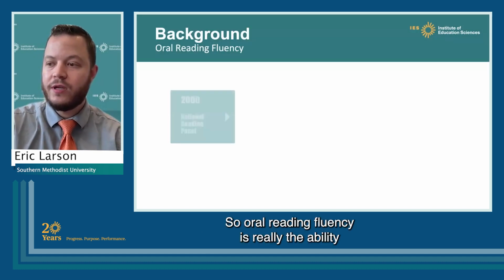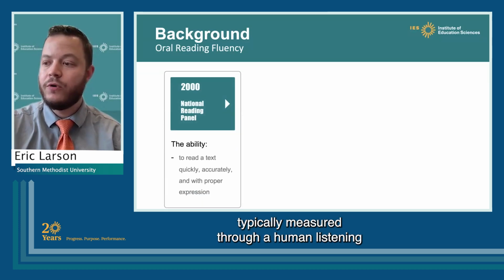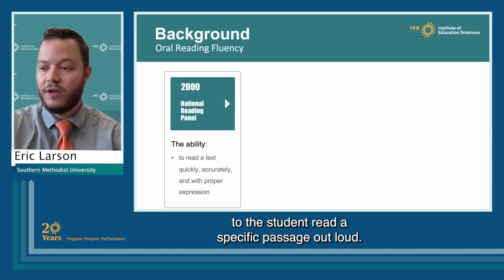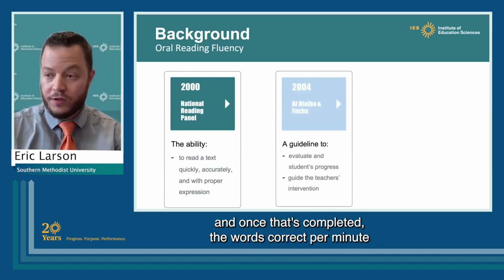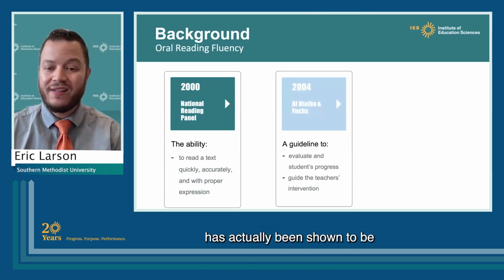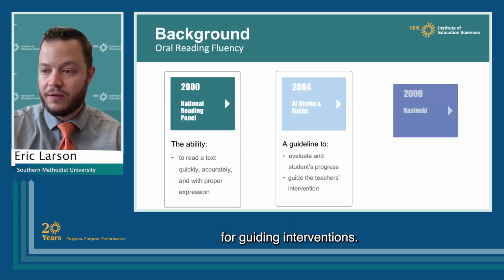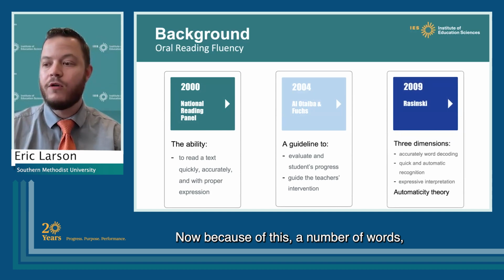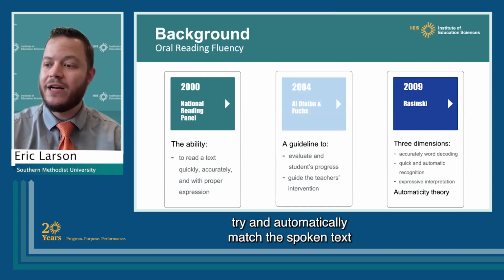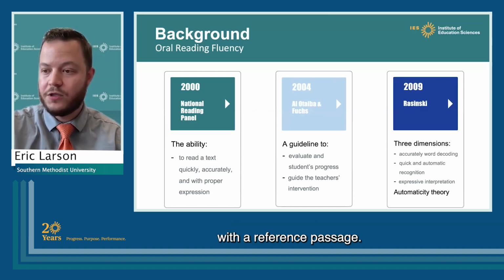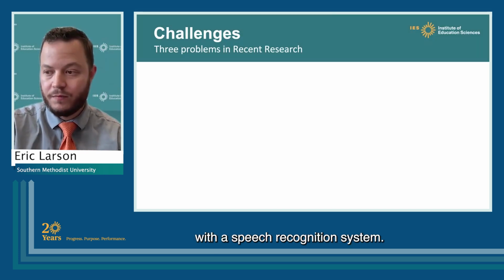Oral reading fluency is the ability of a student to accurately and properly read aloud, typically measured through a human listening to the student read a specific passage out loud. The human listener is tasked with decoding the words spoken, and once that's completed, the words correct per minute has been shown to be a fairly good assessment measure that's suitable for guiding interventions. Because of this, a number of works that use speech recognizers try to automatically match the spoken text with a reference passage. But there are some challenges in trying to replace a human listener with a speech recognition system.